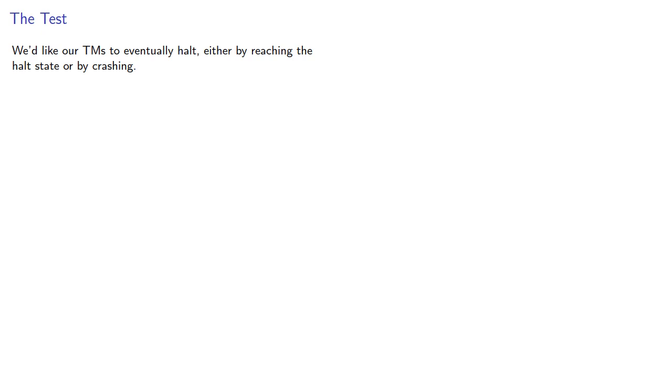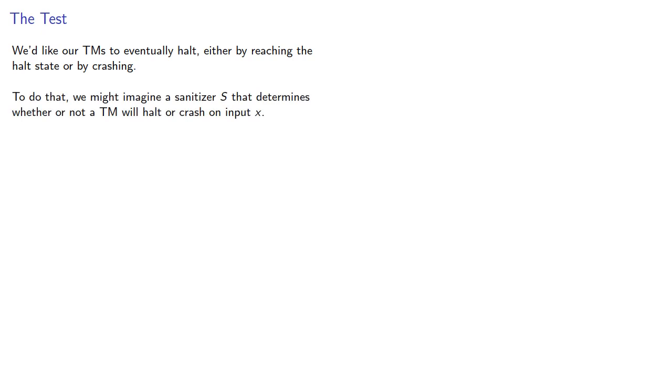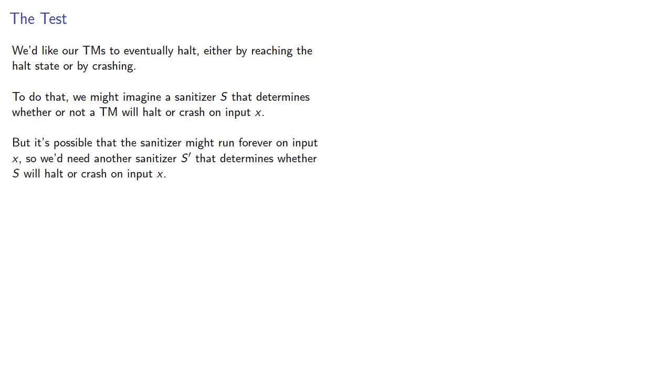We'd like our Turing machines to eventually halt, either by reaching the halt state or by crashing. To do that, we might imagine a sanitizer S that determines whether or not a Turing machine will crash or halt on some input. But it's possible that the sanitizer might run forever on input X. So we need another sanitizer S prime that determines whether S will halt or crash on the input. And then we need another sanitizer S double prime to check to see if S prime will run forever on the input, and so on.